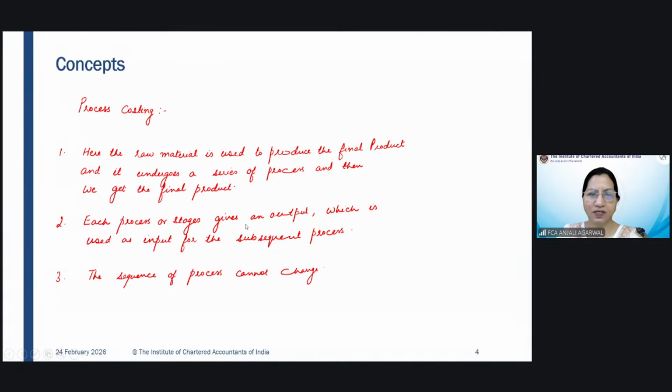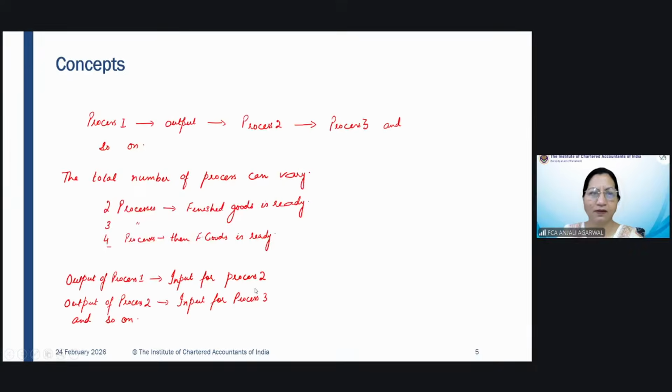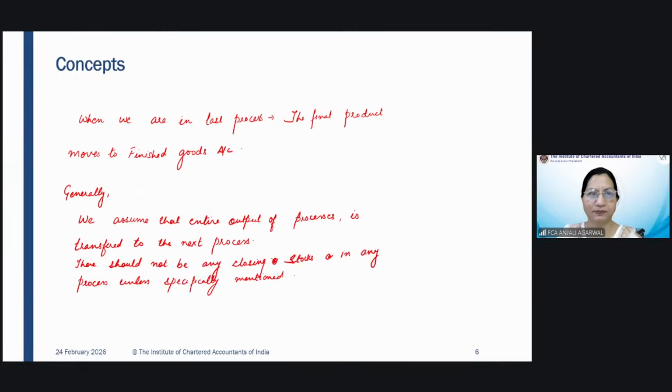Each process or stage gives an output which is used as input for the subsequent process. The sequence of processes will remain the same. So you cannot do process 3 first and then process 1. It is process 1, then process 2, and then process 3. The total number of processes can vary. It can be 2, 3, 4, any. And subsequently, the final product is produced.